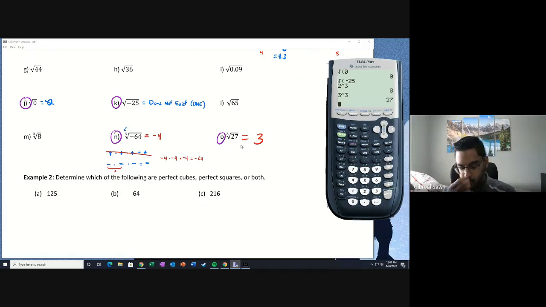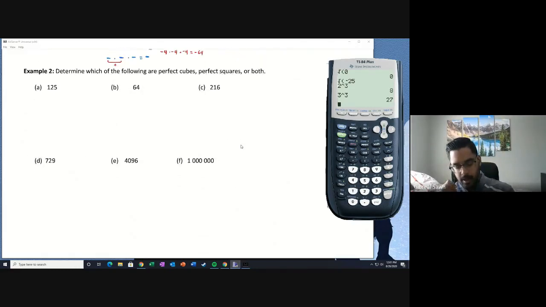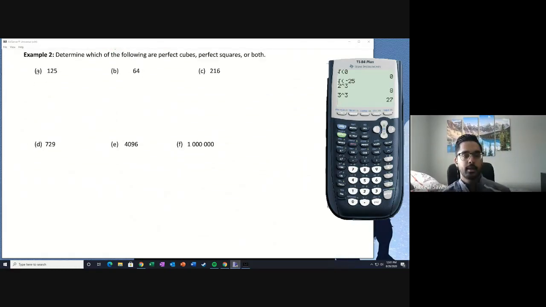So if we look at example 2, this is a little bit different. And again, I won't do all of them. I'm going to do the top 3, so A, B, and C. And I'm going to leave D, E, and F. I know the numbers are larger. The process won't change.